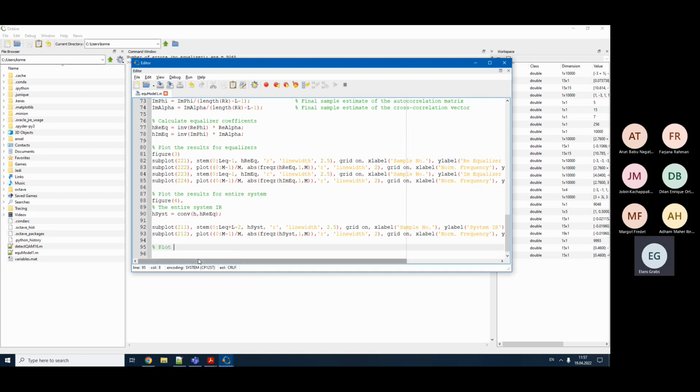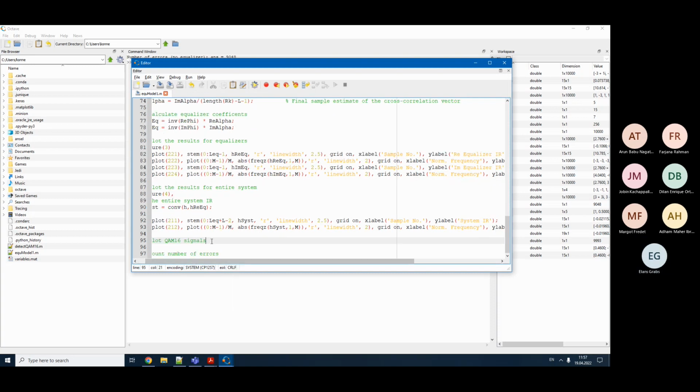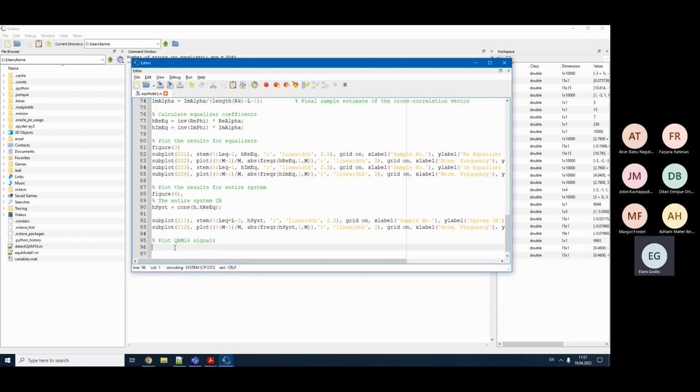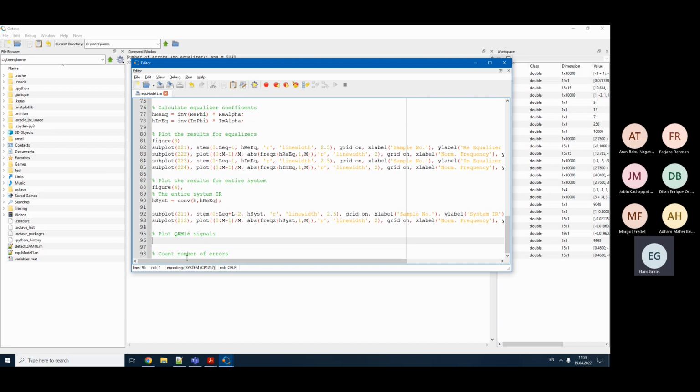Not really the last point. We need to plot QAM-16 signals. Yes, I can see that we are close to the end of the time, so let us finish this part, and the second part will start next week. Because we have 3 lectures, we will be able to do everything in time.